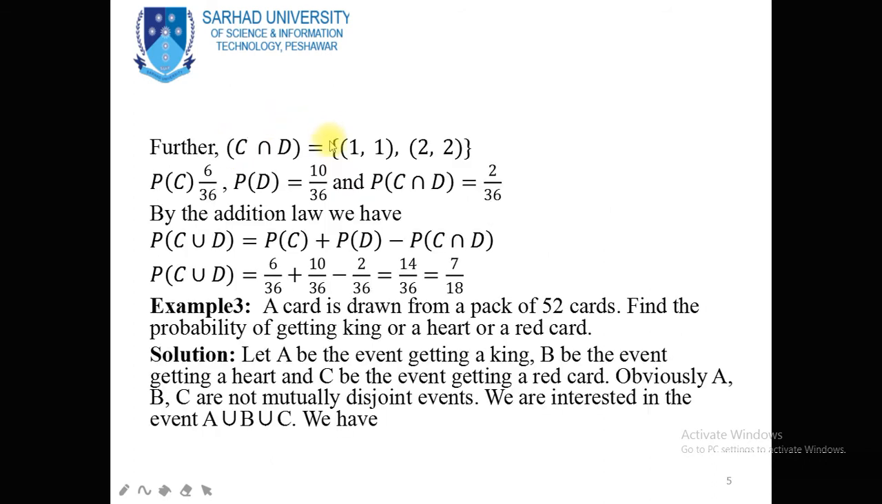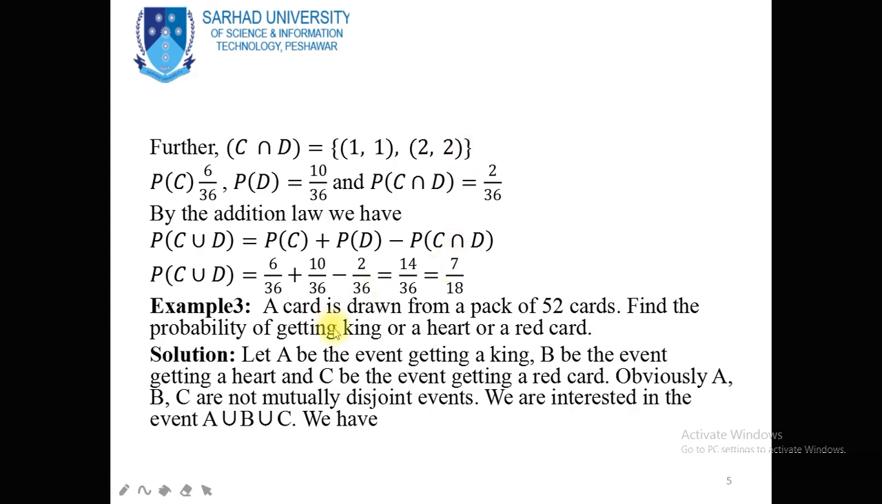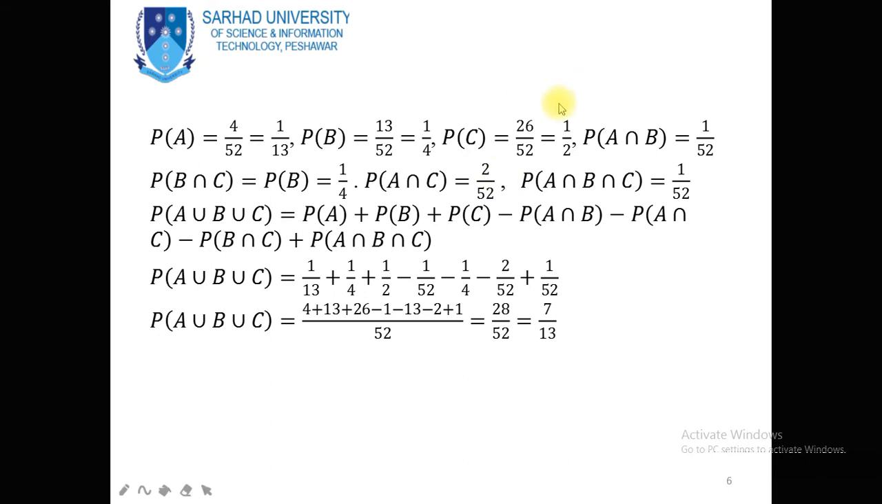Probability of B is the event of a heart card. There are 13 heart cards, so 13 by 52, which is equal to 1 over 4. And C is the event which contains the outcomes of getting a red card. So there are 26 red cards. So probability of C is equal to 26 by 52, which is equal to 1 over 2.